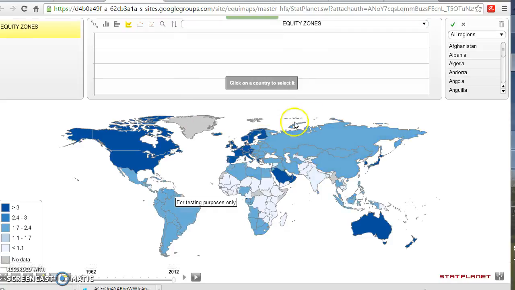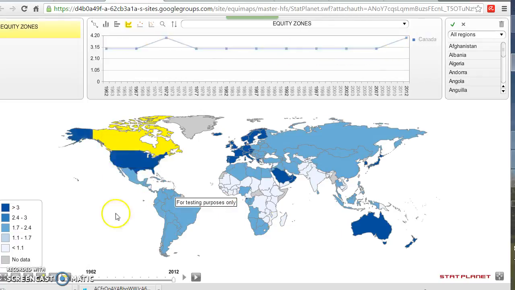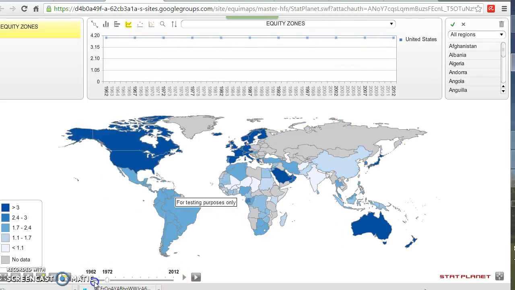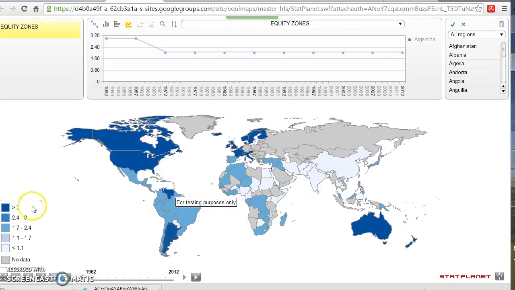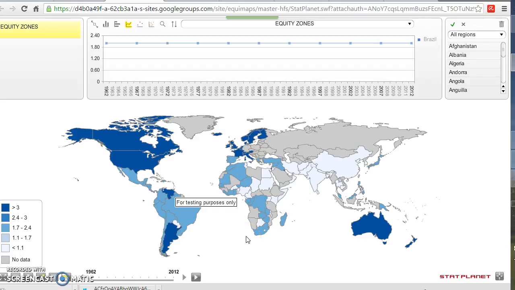So once you're in the equity zones, you will see all the time evolution from 1962 to 2012, and you will see here just some numbers, right? How we've done this is we've classified countries in the world in 4 categories. The first category, which we coded number 1, is the category called deficit zone.